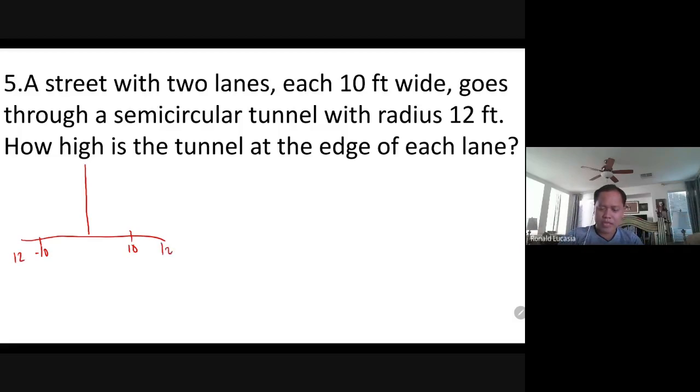A street with 2 lanes, each 10 feet wide, goes through a semicircular tunnel with radius 12. So, ibig sabihin, with radius 12, this is 12. Ito ang mangyayari. Ngayon, meron siyang truck na dadaan na ang lapad ng truck ay 10 feet wide. How high is the tunnel? So, somewhere here. Meron kang X which is 10, pero wala kang Y. Ang hinahanap natin dyan ay Y.